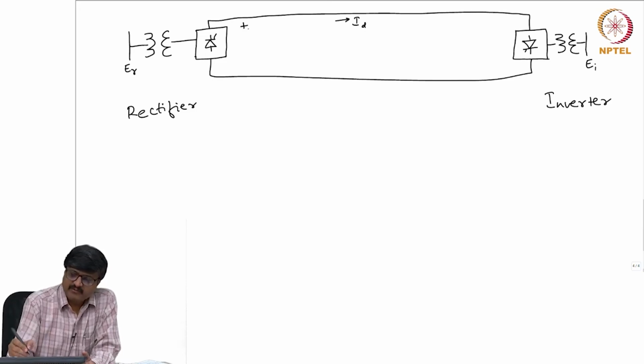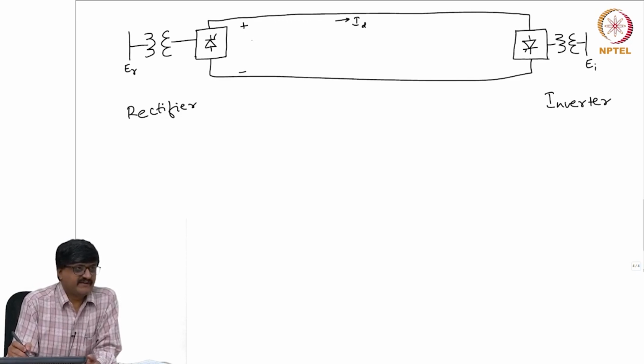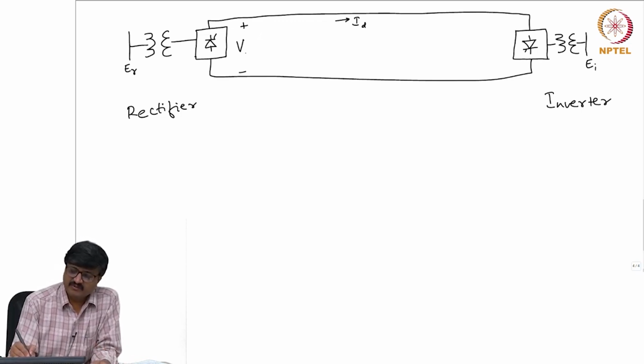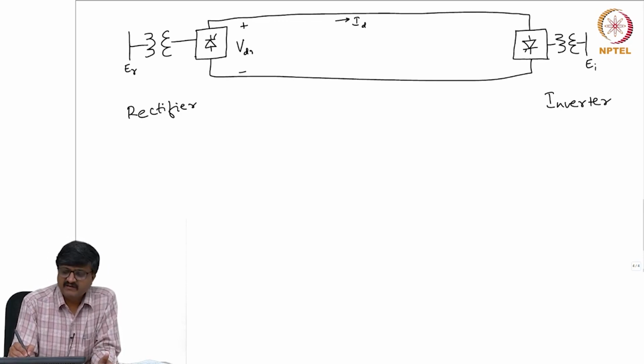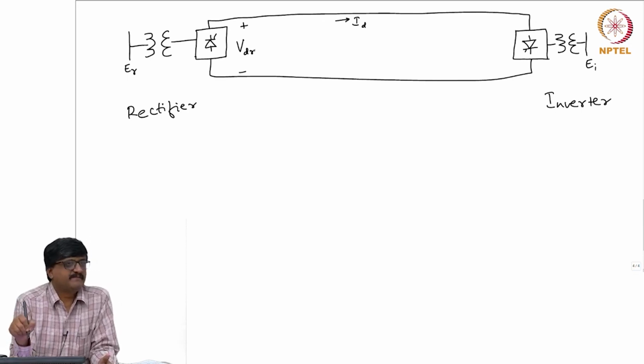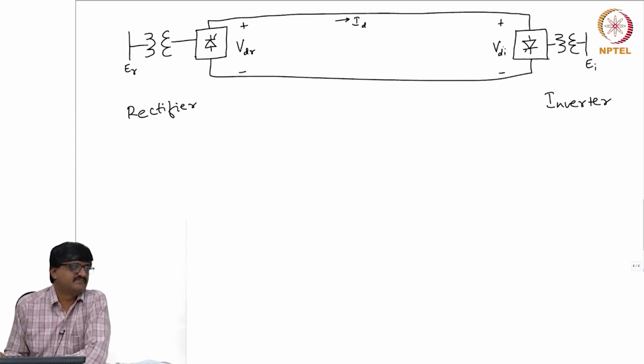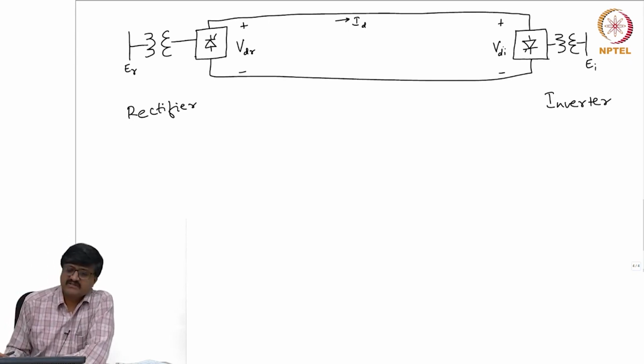Suppose I call the voltage between the two conductors, so in the case of bipolar it is two conductors, in the case of monopolar it is conductor and ground, in the case of homopolar it is any of the conductors and ground. Okay. Suppose this voltage is, say, Vd, I add one more subscript R to mean that it is the rectifier voltage, and suppose the voltage here is Vdi.